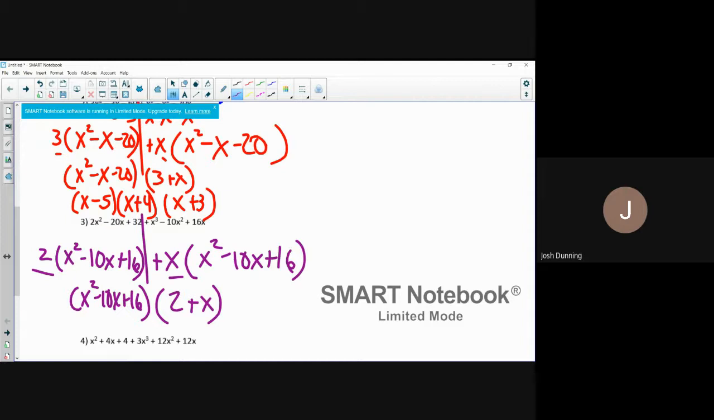Ask yourself again, can you factor that trinomial? Yes, you can. Minus 2 and minus 8. They're both minuses because that 10 in the middle is negative. Then just bring the other one down. I'll switch that to x plus 2 as well. Not a big deal if you don't.